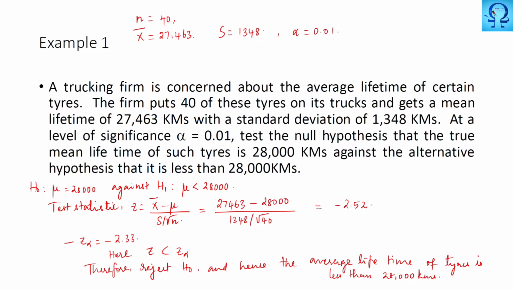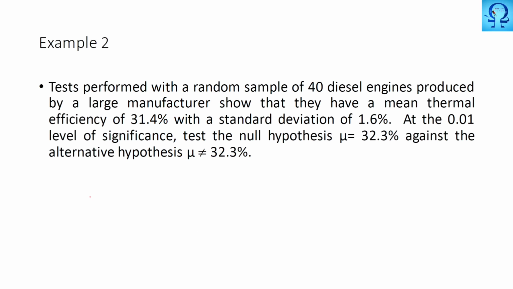kilometers. Okay, moving further, the next problem states that a test performed with a random sample of 40 diesel engines. Again, here it is a large sample, so we will make use of standard normal. Produced by a large manufacturer, they show a mean thermal efficiency of 31.4%. So mu value is 31.4 with the standard deviation of 1.6.